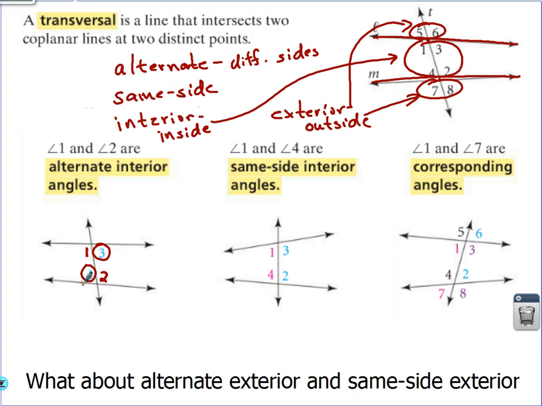Same side interior angles. 1 and 4 are on the same side of the transversal and they're on the inside. Those are same side interior angles. 2 and 3 are also same side interior angles.